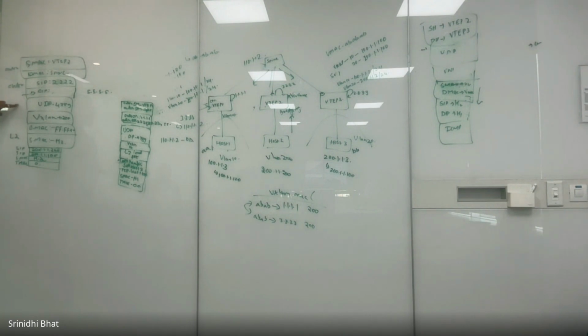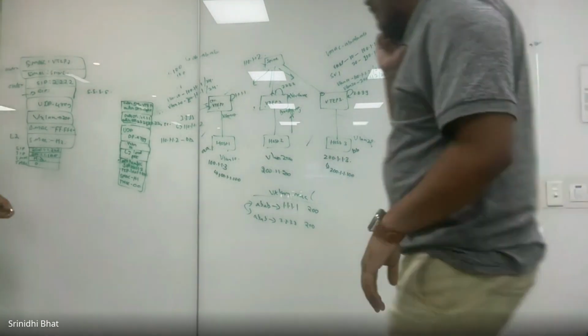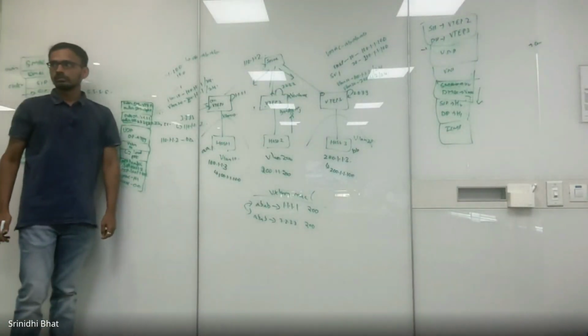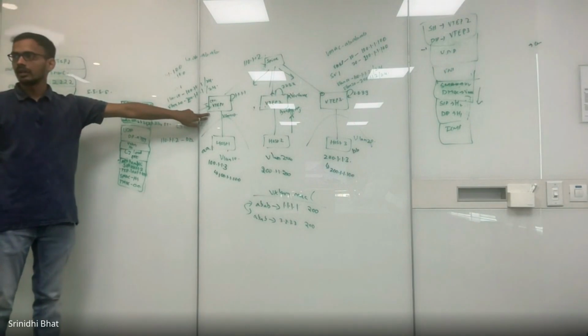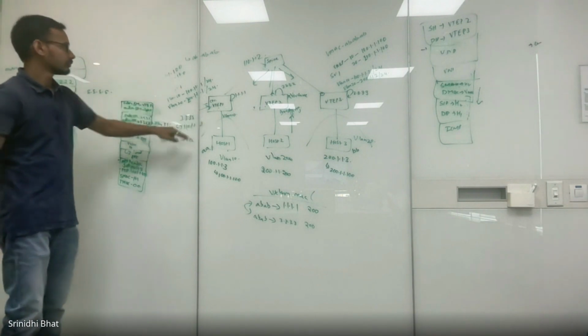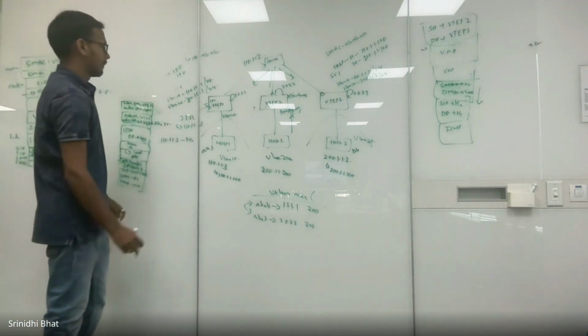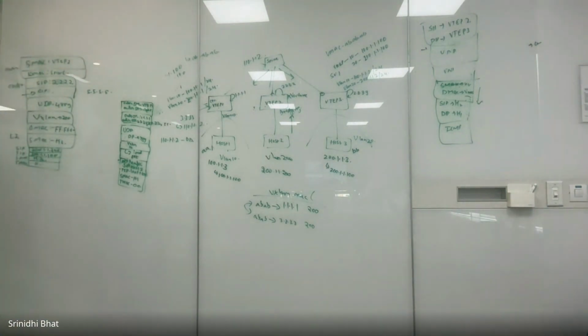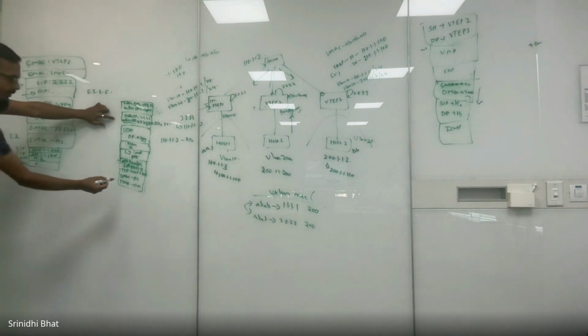Will VTEP 1 or VTEP 3 generate an ARP reply based on those packets? Yes, I will do that. If VTEP 1 gets an ARP request with 1.1.1.1, and VTEP 3 gets 3.3.3.3, will they respond? No. Why is that? Because the target IP is the virtual IP.